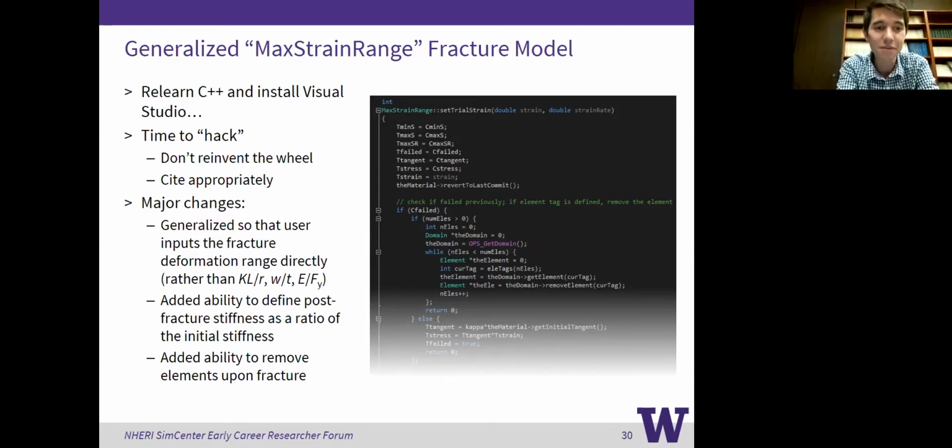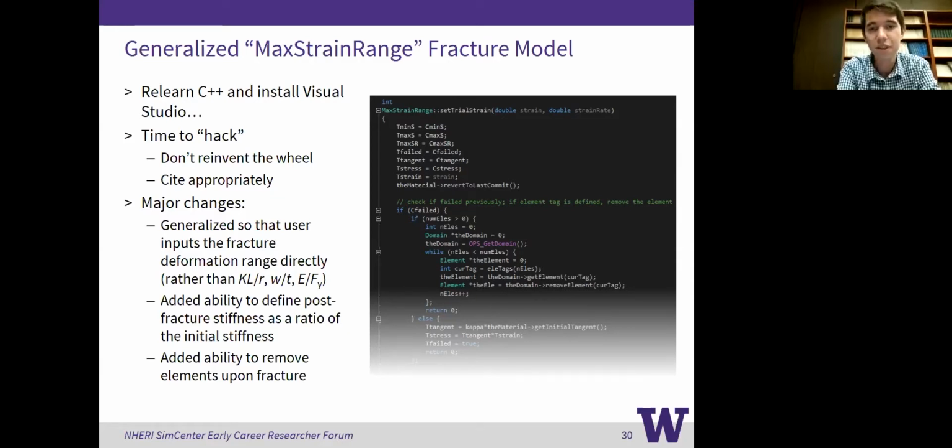I generalized it so that the inputs for the fracture deformation range were input directly rather than through KL over R, W over T, and E over FY. Those were the brace section and material parameters. And the way Po-Chen had written it, you input those and then it calculates the maximum strain range you should be using automatically. So now I'm saying, well, let me just give it the maximum strain range I want it to use.